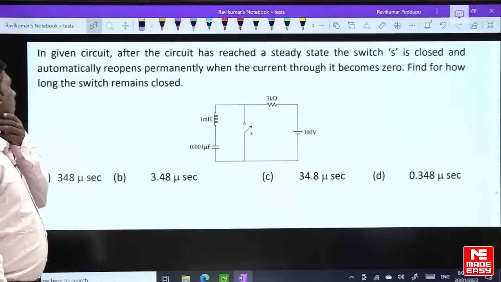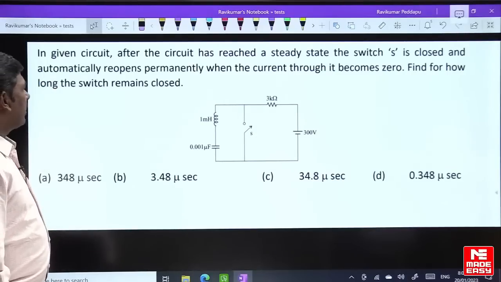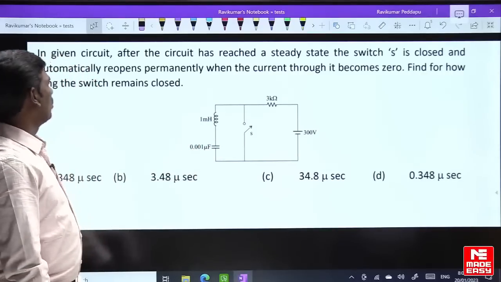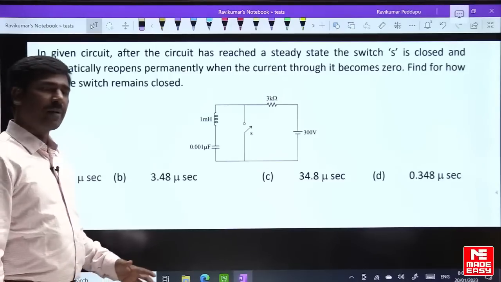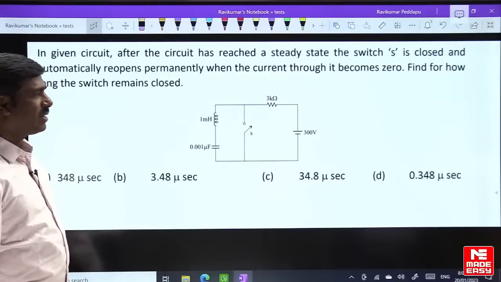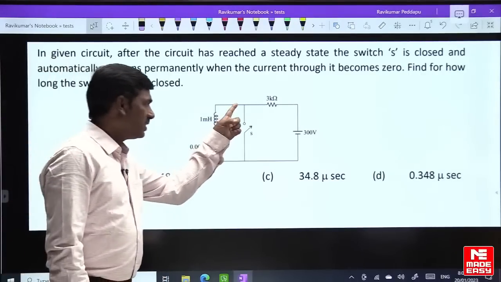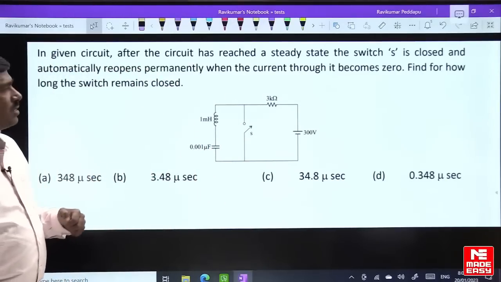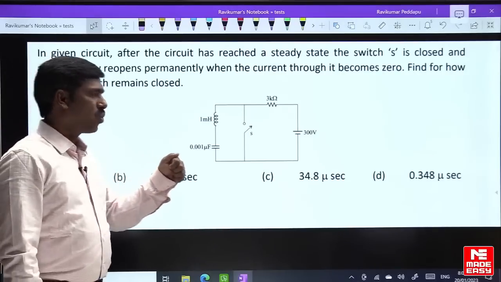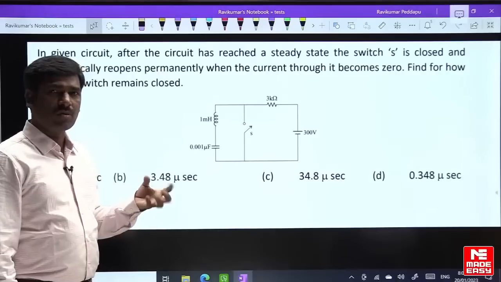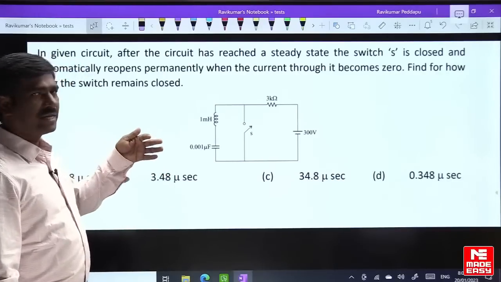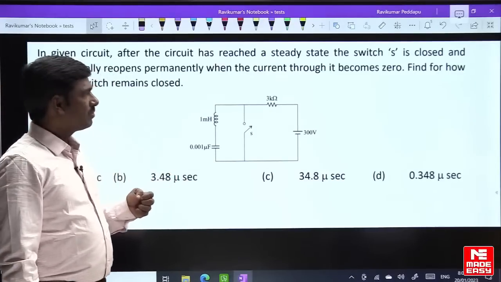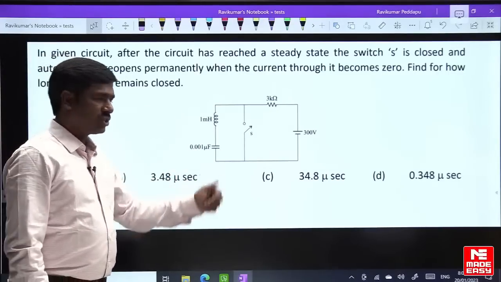Okay. So, what is the question here? In a given circuit, after the circuit has reached a steady state, the switch S is closed and automatically reopens permanently when the current through it becomes 0. So, when the current through this branch is 0, then it will open. So, for how long does the switch remain closed? Already given the statement: when the current is 0, then it will open. So, how much time will it take to open this switch?